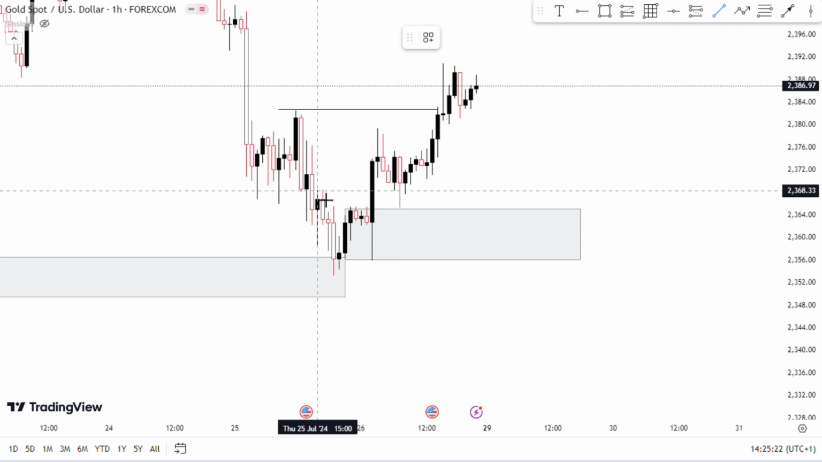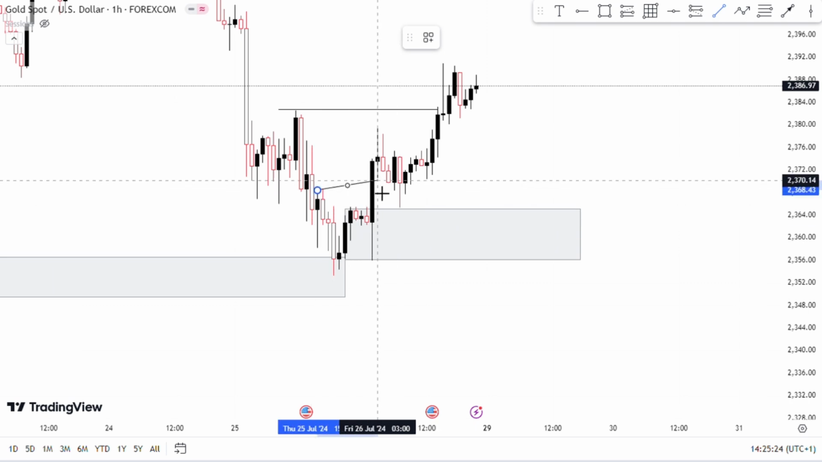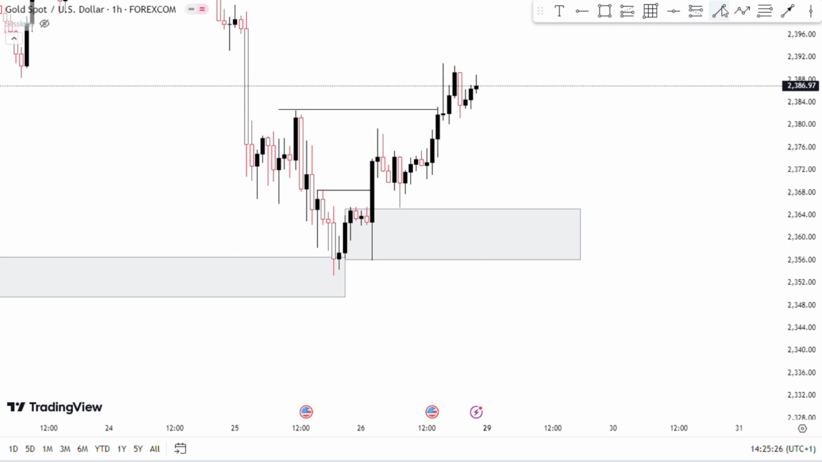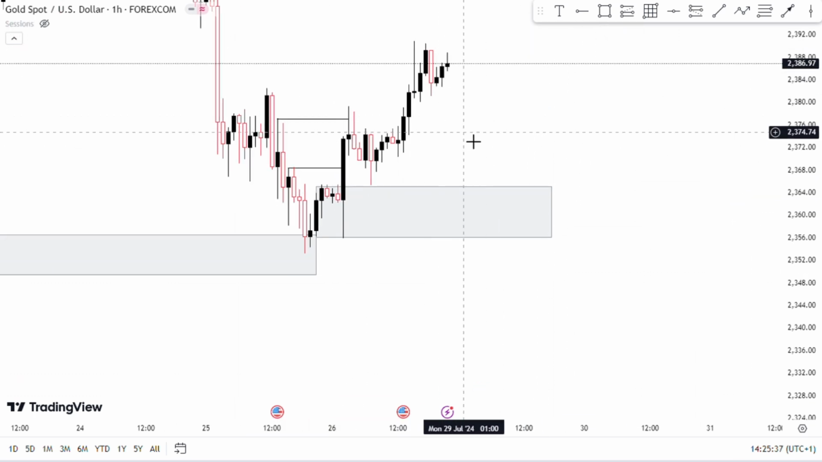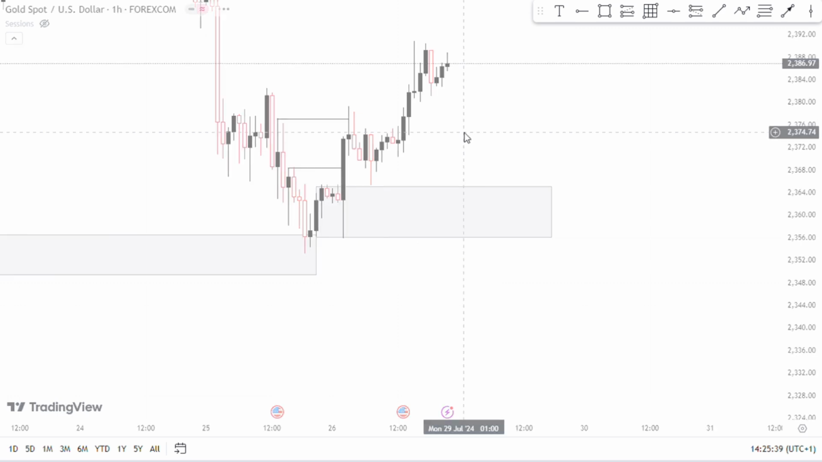So price ended up breaking this particular high here. This is the first high, and then this is the second high. So price ended up breaking these two highs, making this particular order block here a real order block. Delete this. So that is the 1 hour time frame. Let's check the 30 minutes time frame to reduce our order block.